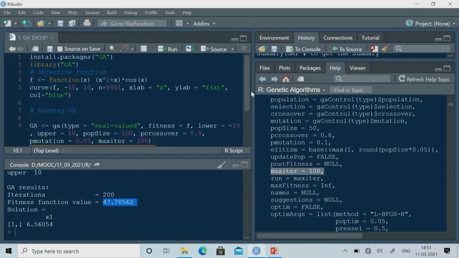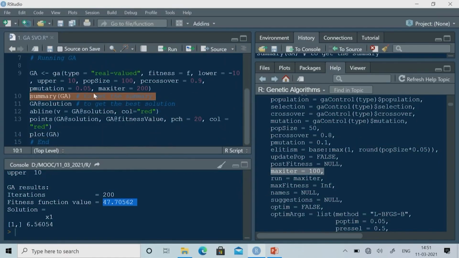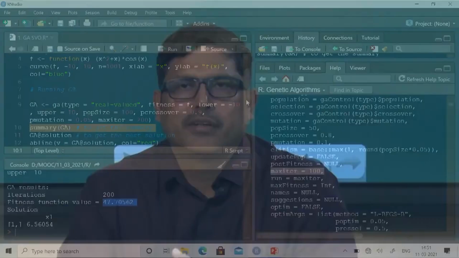So, with this I can actually tune the GA parameters. Depending upon what type of problem you are solving, if you want to tune these parameters, I can define these parameters here. I hope this is clear to you. So, we can apply genetic algorithm. This is just one line of code. Only what you have to do is define the function, then use the GA function available in the GA package.